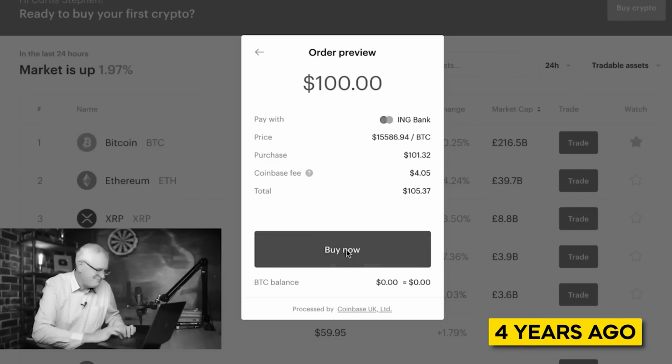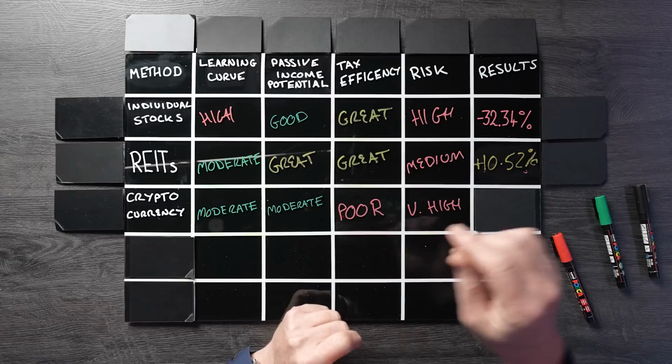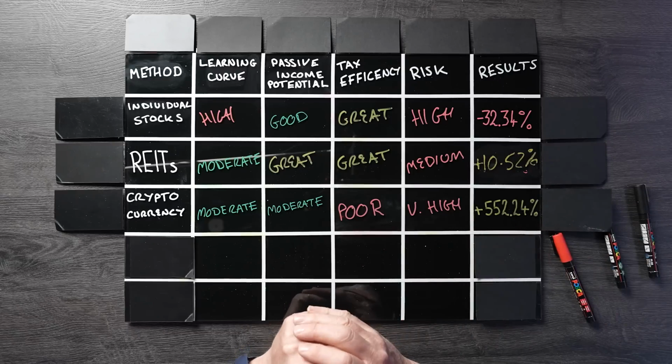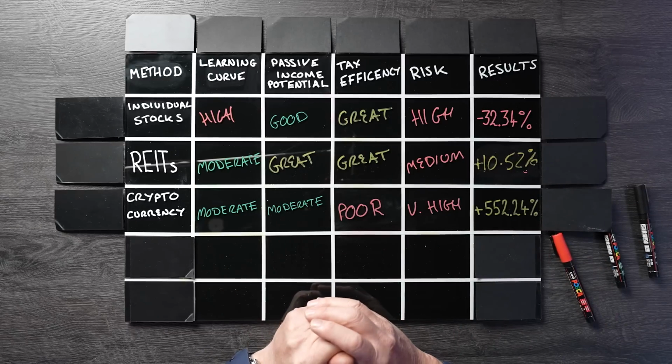So what's my investment worth now? Let's rewind to when I made this investment 4 years ago. So I'm going to jump onto the most popular Bitcoin app, which is called Coinbase, and invest my $100 in Bitcoin and forget about it. Ready for the reveal? The $100 I invested in Bitcoin is now worth $652.24. That's a return of 552.24%. Now, I know what you're thinking.